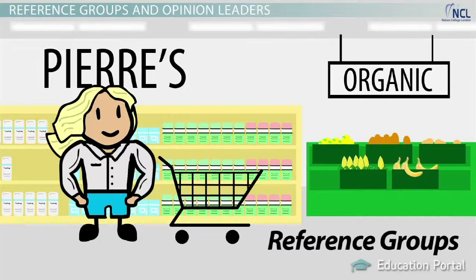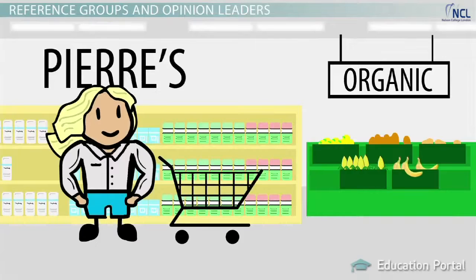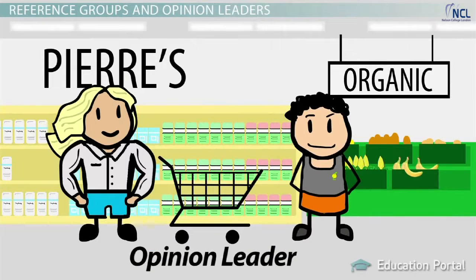Reference groups guide our consumer decisions and help us decide on appropriate purchases, especially when what we're buying will be visible to others in the group. Lastly, opinion leaders have enduring involvement with a product category and give out advice that molds our purchasing decisions.